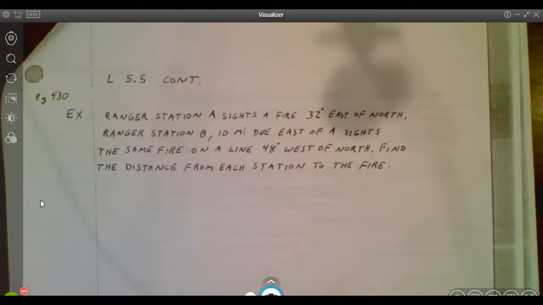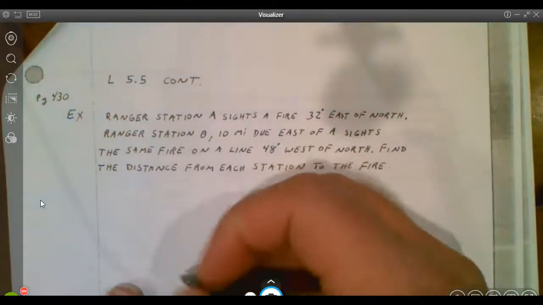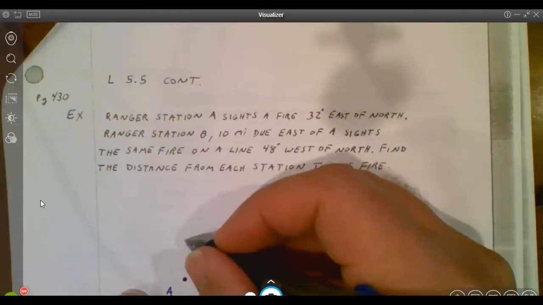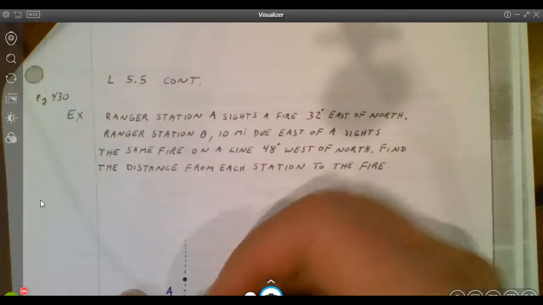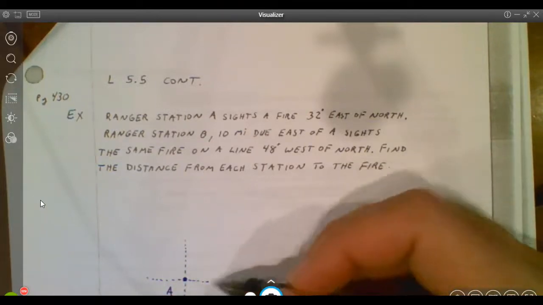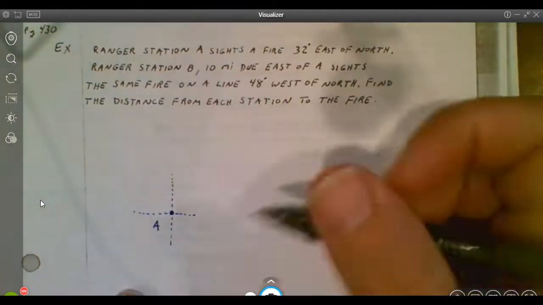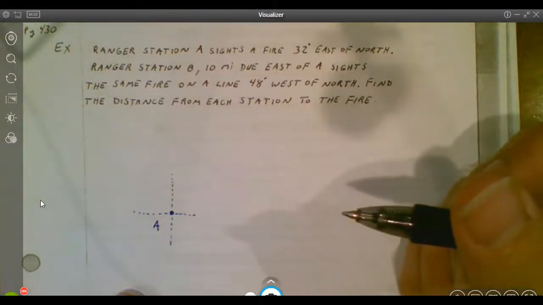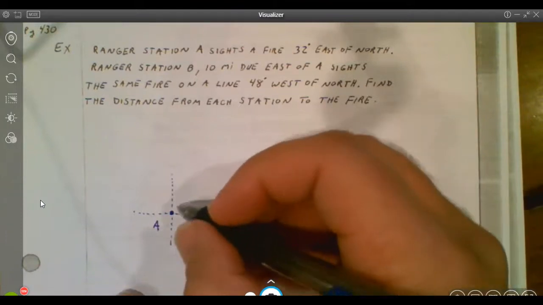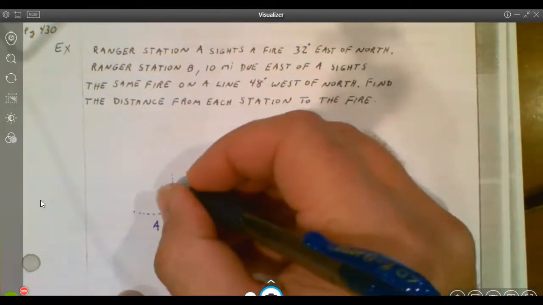So we got Ranger Station A cites a fire that's 32 degrees east of north. So here is Station A. And if you kind of consider our compass drawing that we've taken a look at before. So here's our north, south, east, and west. Let me raise that up a little bit. So if it said 32 degrees east of north, so here's north, to the east would be this direction, and it's 32 degrees that direction. So that makes this 32 degrees.